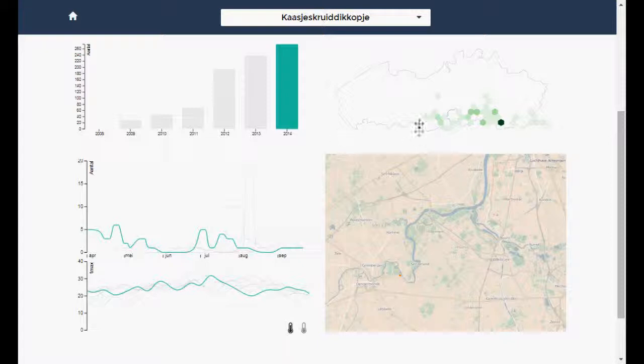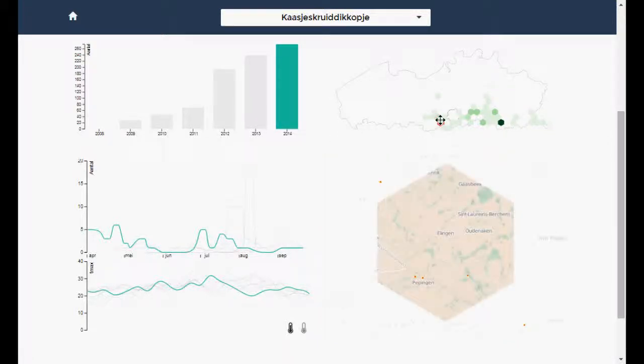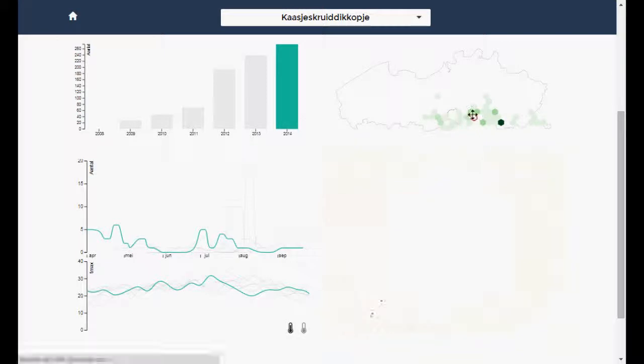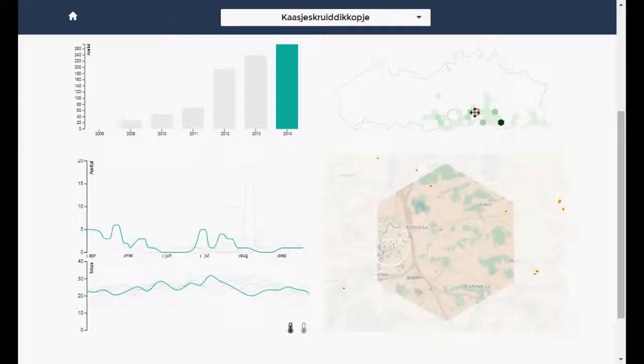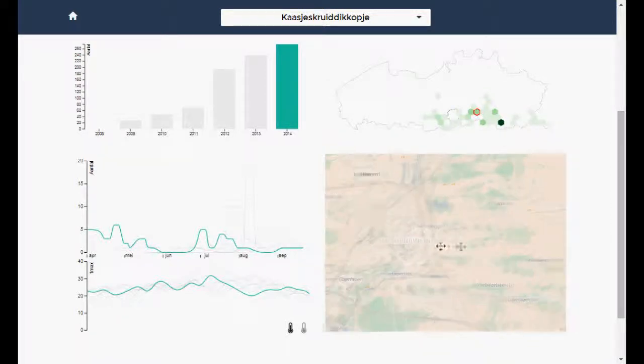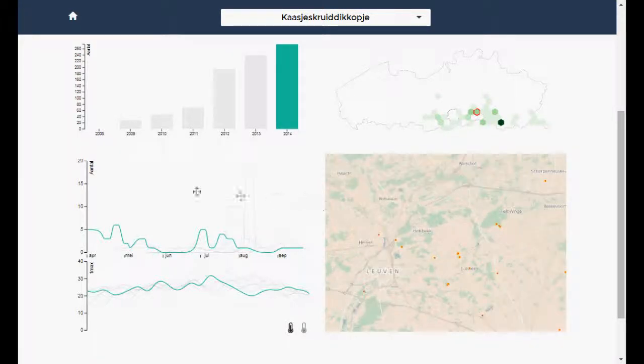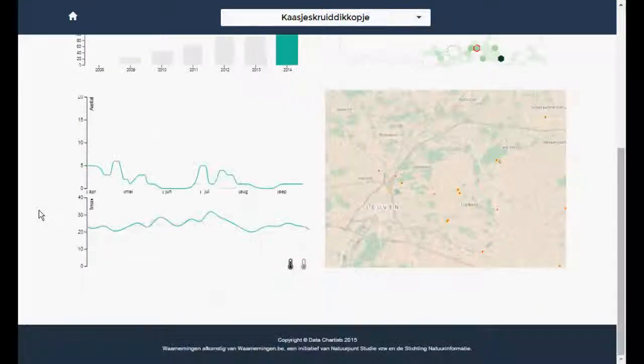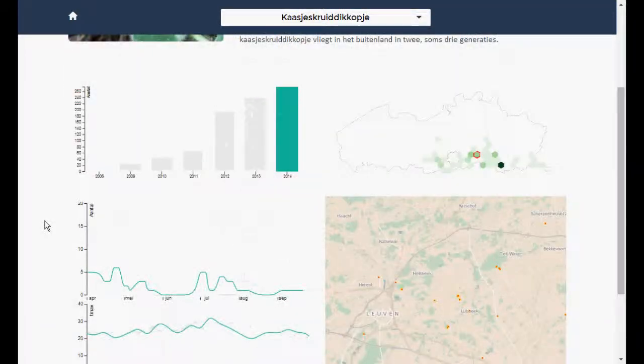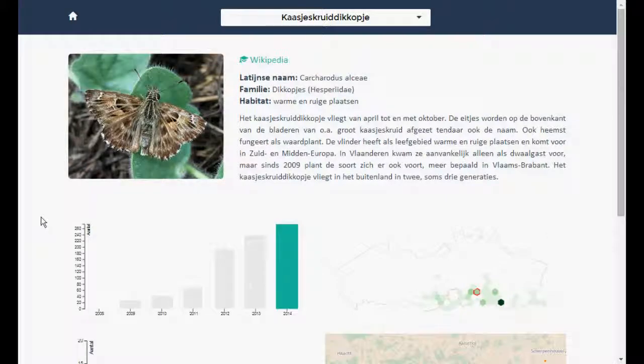We can hover over the bin map to look at the bins up close. Alternatively, you can click on a bin to lock it and then go to the detail map to zoom or move the map around. These were all the functionalities of our visualization. We invite you to visit our site and play around with them yourself. Maybe you can find some interesting patterns or gain some new insights in the butterfly population.